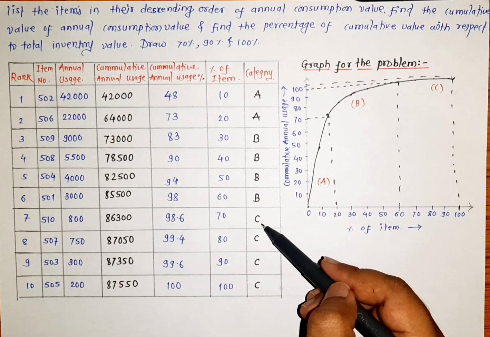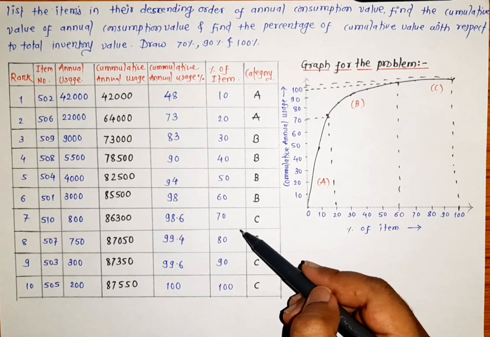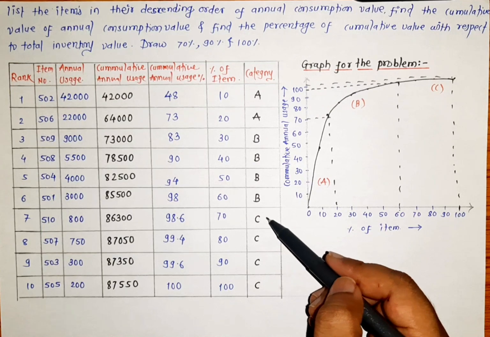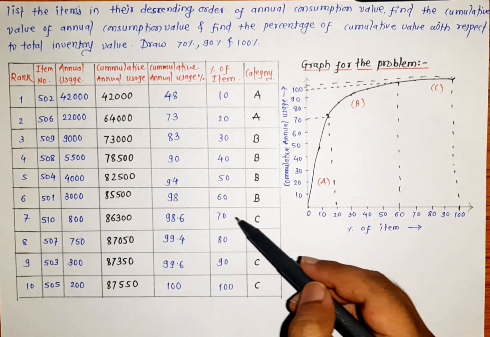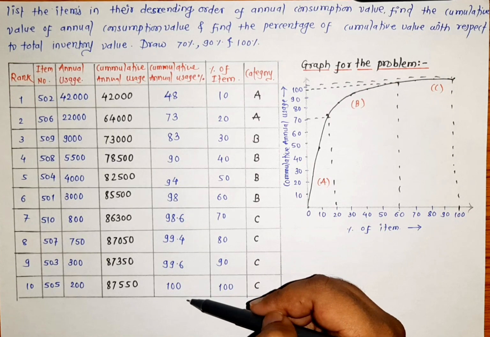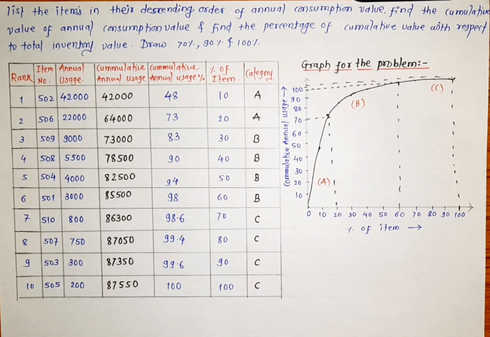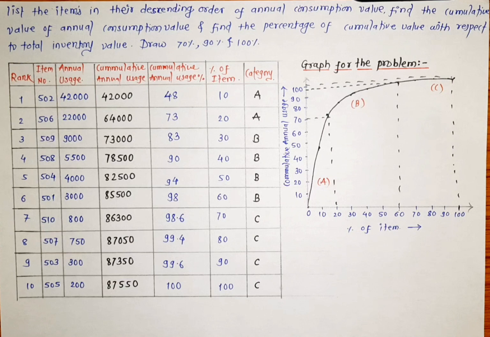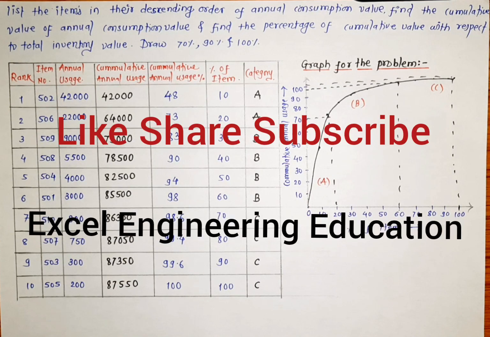C category, which is of class having 4 atoms and consuming 2% of inventory, which is nothing but from 98.6 to the 100%. So in this way we can draw a graph and we can categorize these atoms into the A, B and C category. So which completes the problem of ABC analysis.